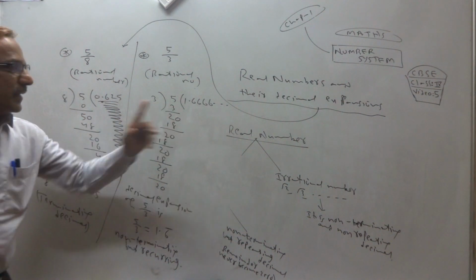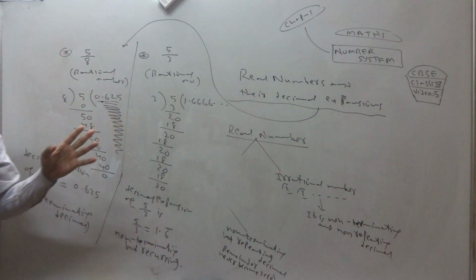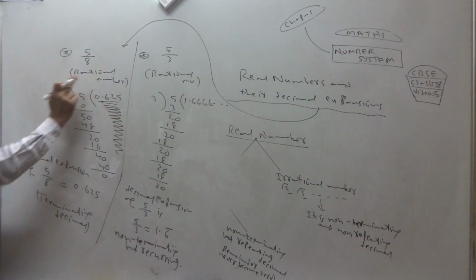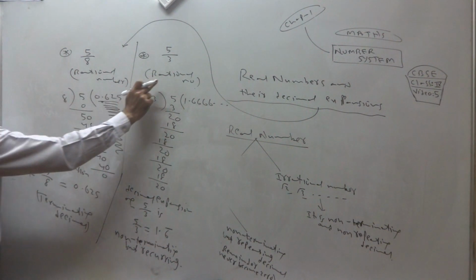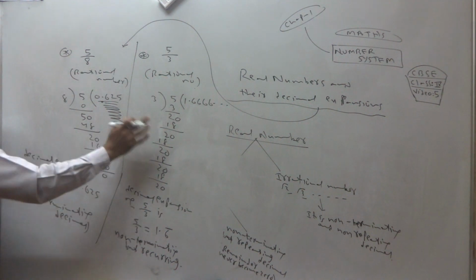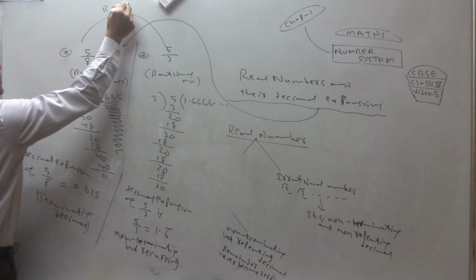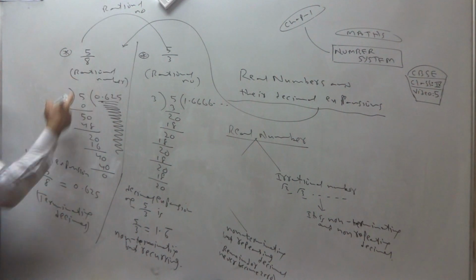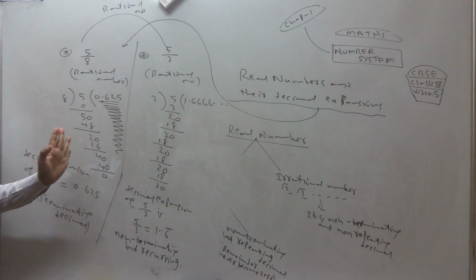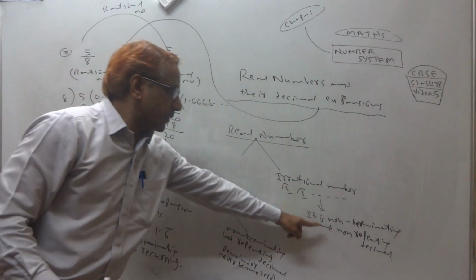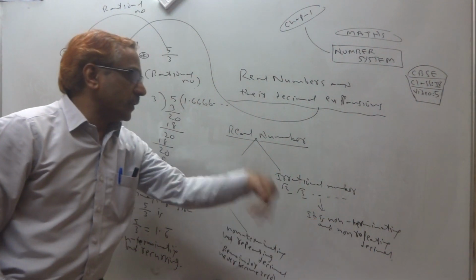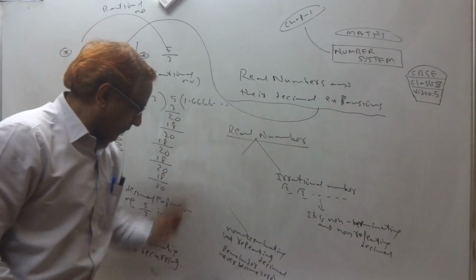So a rational number has two types. One type is terminating decimal. A rational number has a second type, this. So a rational number always has two types only: terminating, otherwise non-terminating. That's all. And an irrational number has non-terminating, non-repeating. That we discuss later. Okay.